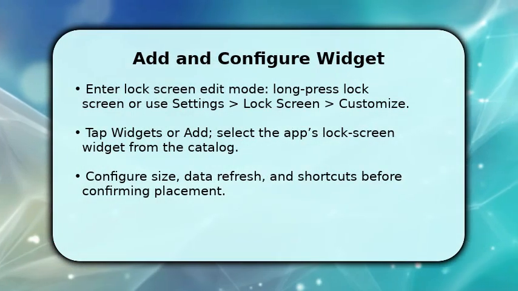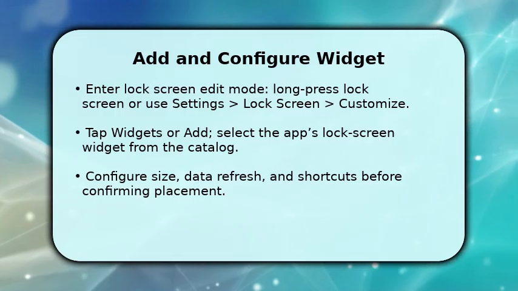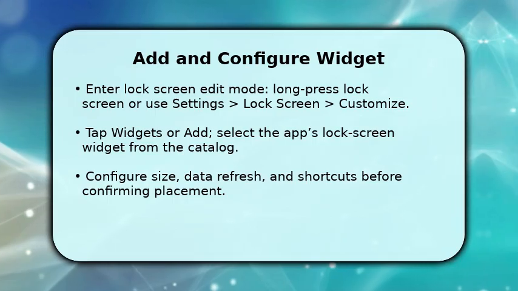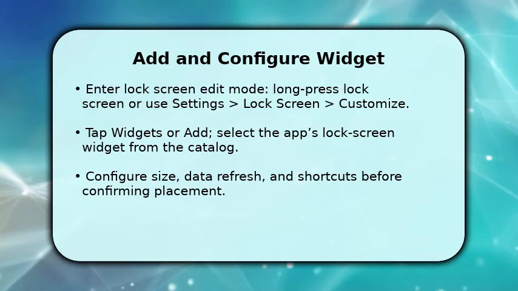Now add the widget. Wake the lock screen and enter edit mode by long pressing or via settings lock screen customize. Then choose widgets or add widget and pick the app's lock screen widget from the list. You'll see size and content options.